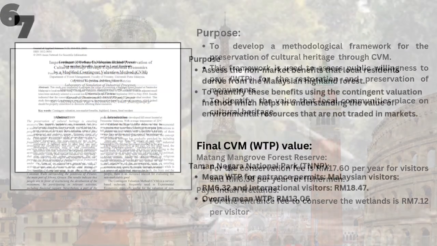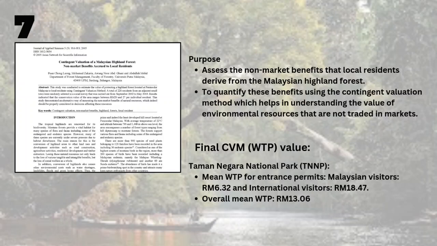12 cents per visitor. The next case study is about contingent valuation of Malaysian Highland Forest, the non-market benefits accrued to local residents. The purpose of this study is to assess the non-market benefits that local residents derive from the Malaysian Highland Forest and to quantify these benefits using the contingent valuation method, which helps in understanding the value of environmental resources that are not traded in markets. And the final CVM WTP value for Taman Negara National Park is RM 6 ringgit 32 cents for Malaysian visitors and RM 18 ringgit 47 cents for international visitors.